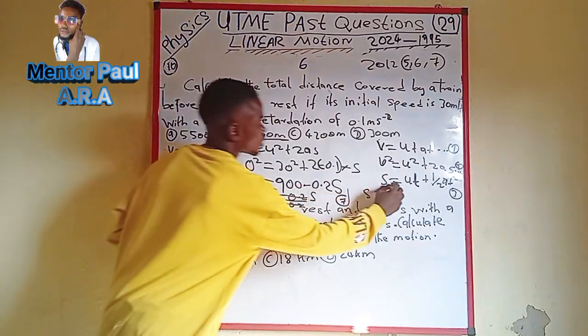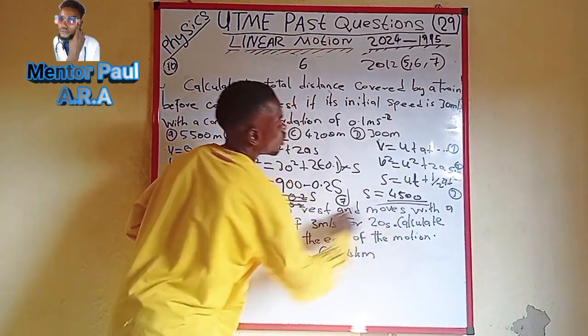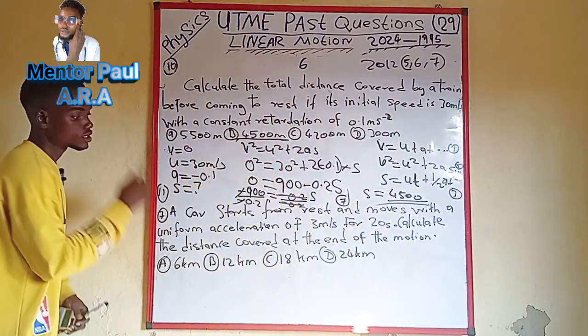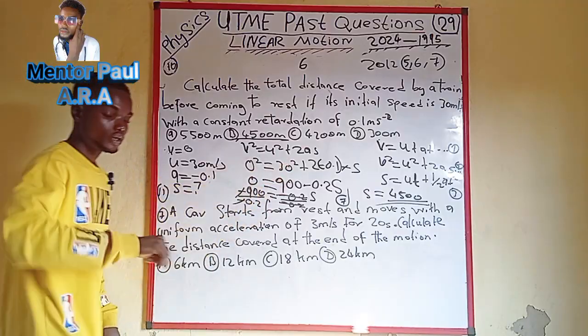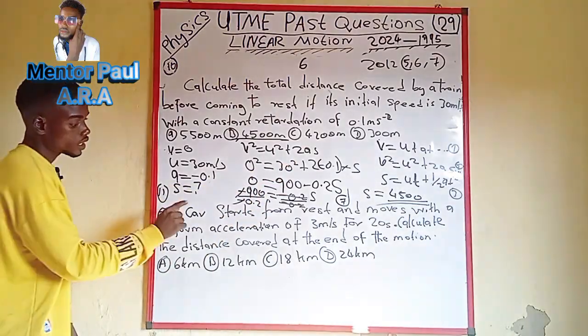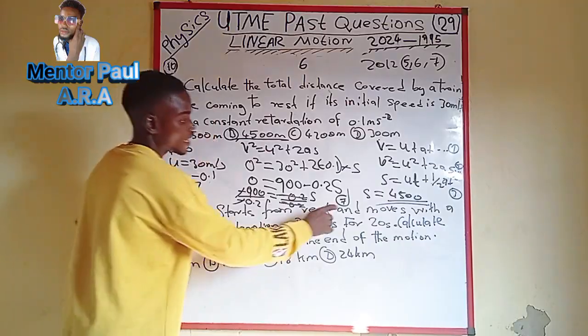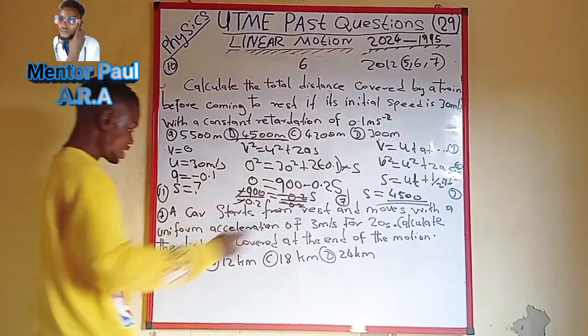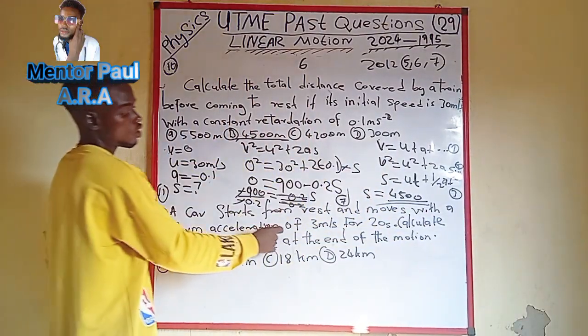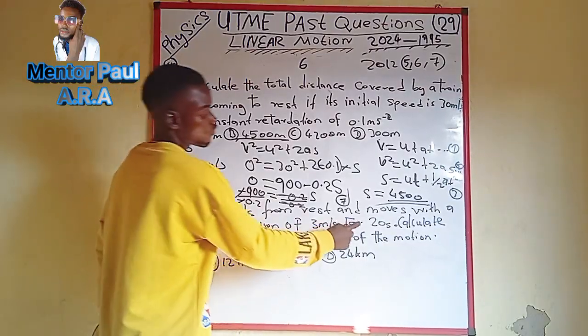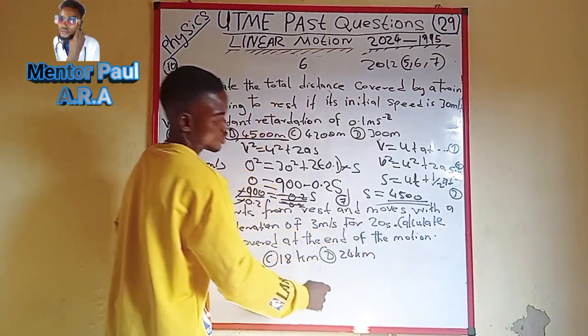All right, so 4,500. Now we move over to the next question. Hope you understand this. Let me know in the comment section. The next question says, a car starts from rest and moves with a uniform acceleration of 3 meters per second squared for 20 seconds.